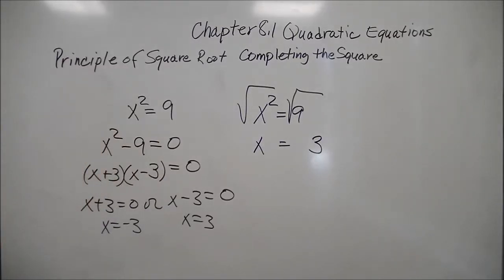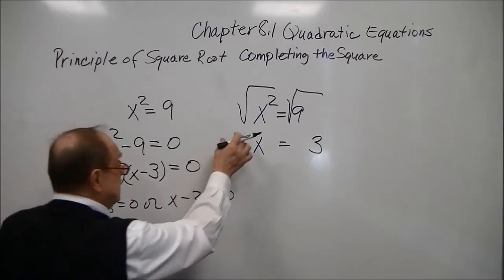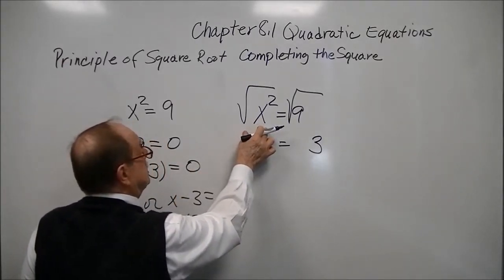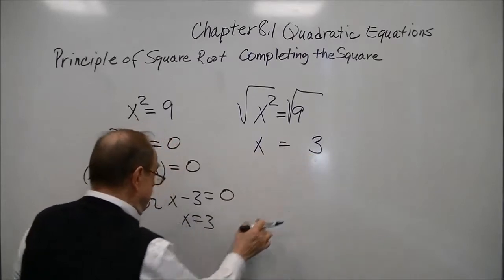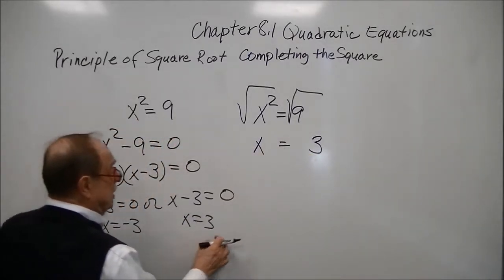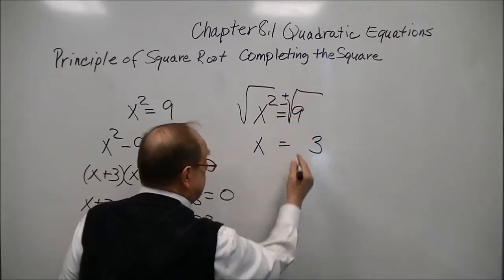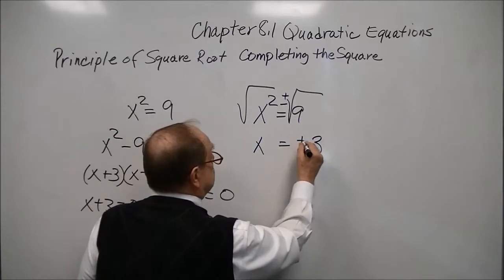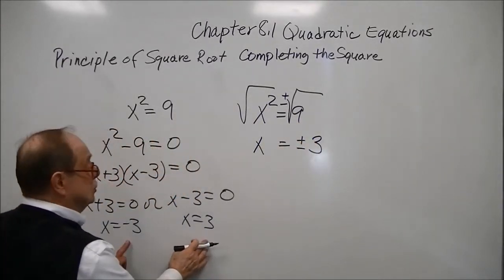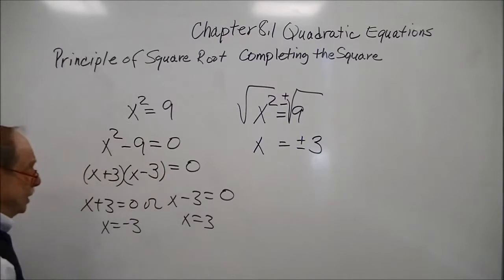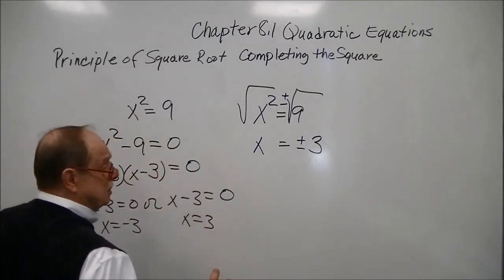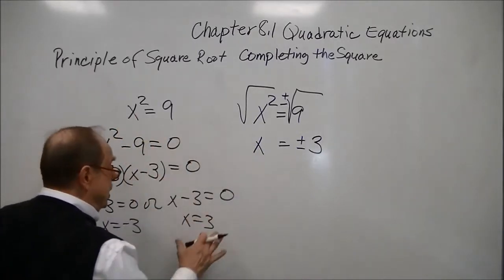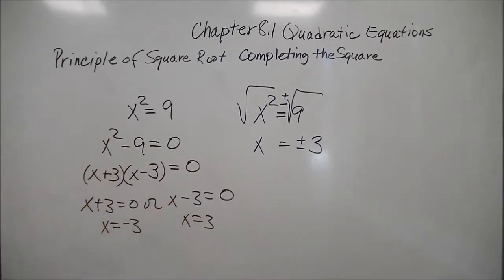So throughout this lesson and from now on, whenever we take the square root of something, in order to secure that we get 2 answers, we have to say plus or minus the square root of 9. So this way we get plus or minus 3. We ensure that we get both answers. Now this principle of square root is something we're going to be using, and that's why I wanted to have this little mini lesson to get us started off.